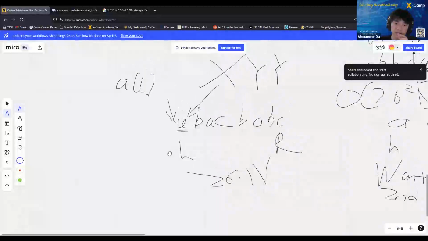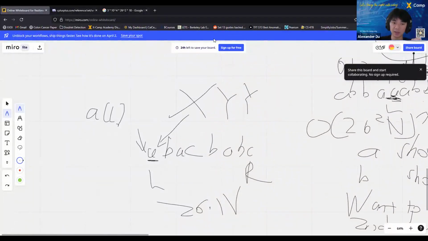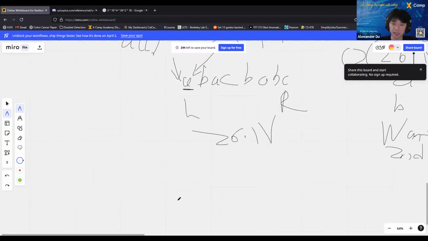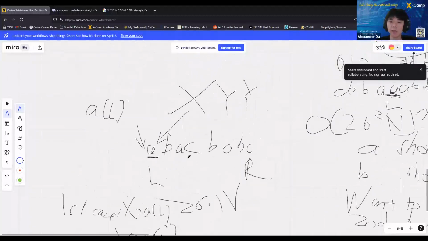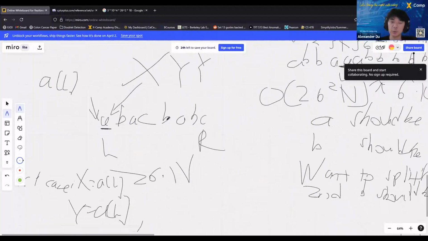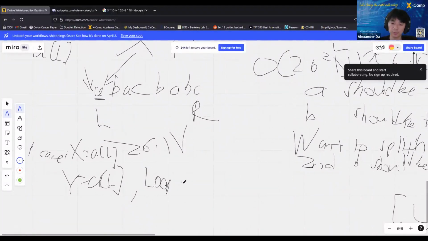So there's actually only one other case, and that's basically saying it's A of L, first case. A of L equals X, or X equals A of L. There's actually only one other case, which is that Y equals A of L. So this is the one case we're missing. And if we have Y fixed as A of L, we can just loop over other letters for X.